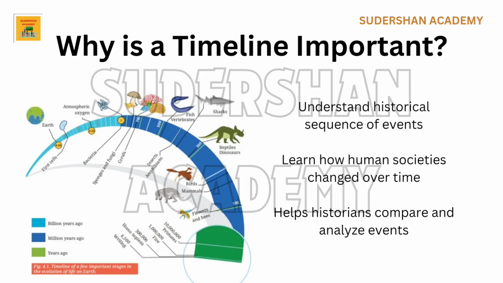Why is a timeline important? It helps us understand the historical sequence of events. It helps us learn how human societies changed over time. It helps historians compare and analyze events.